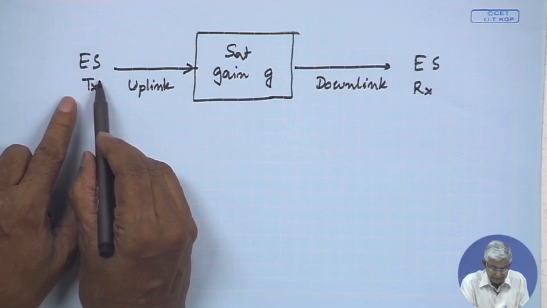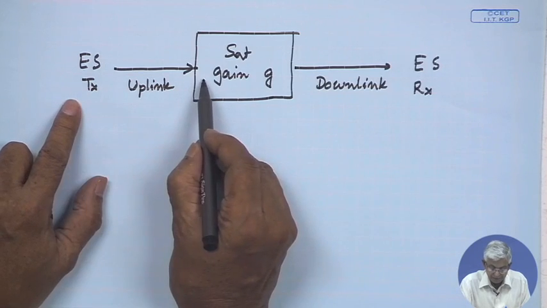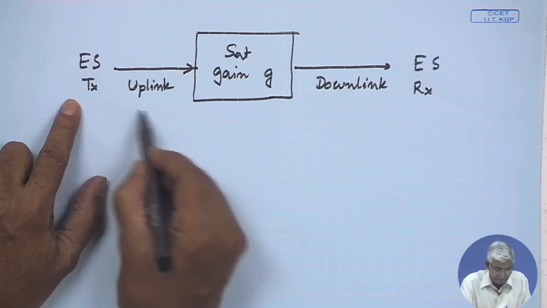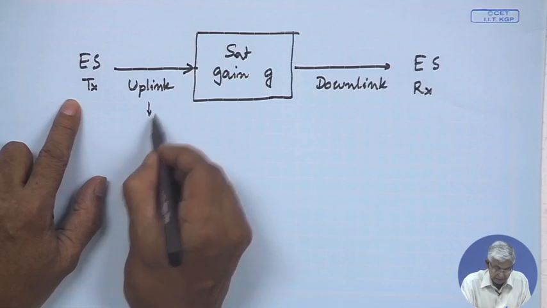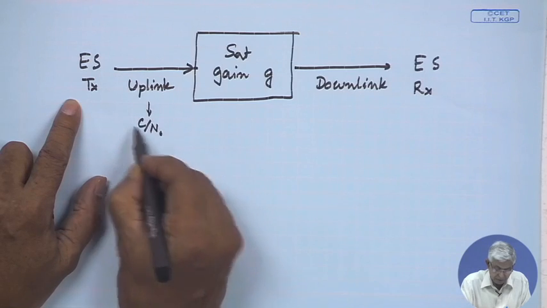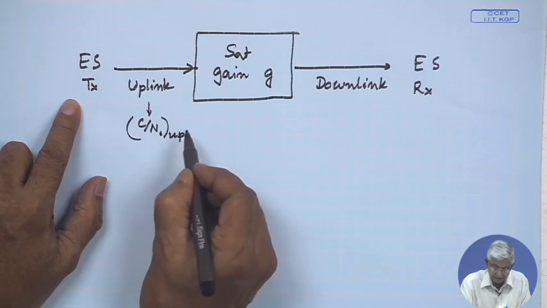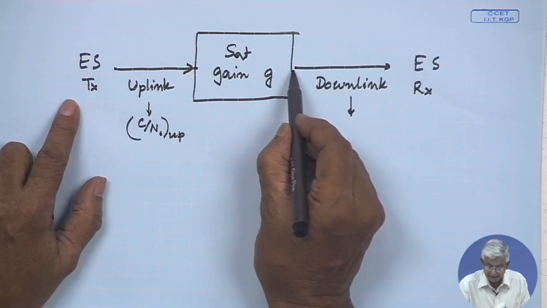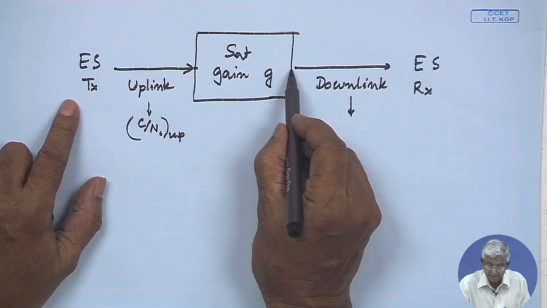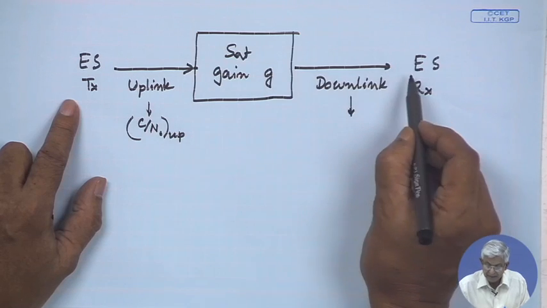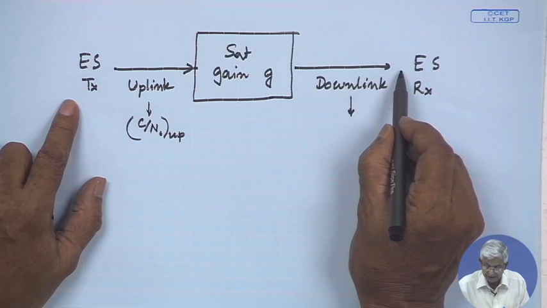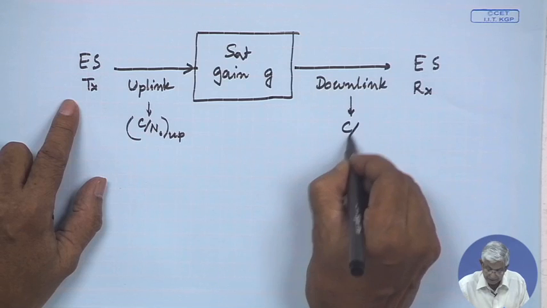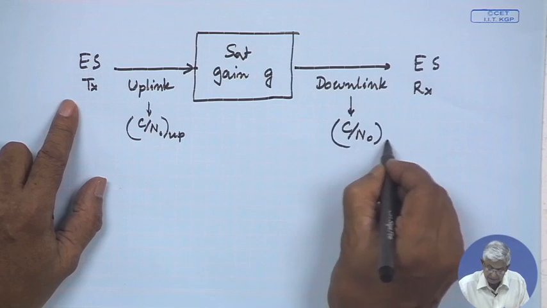So, since there is a transmitter involved and a receiver involved at the satellite, and there is a path in between, at the uplink we will get some C by N naught, which we will call uplink C by N naught. And at the downlink also, similarly, the satellite is transmitting, it has a transmit antenna gain and amplifier. So, it has an EIRP, and the station receiving has a G by T, and there is a downlink path. So, it also has a C by N naught, which is the downlink.